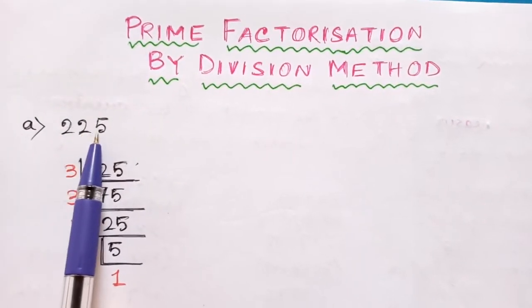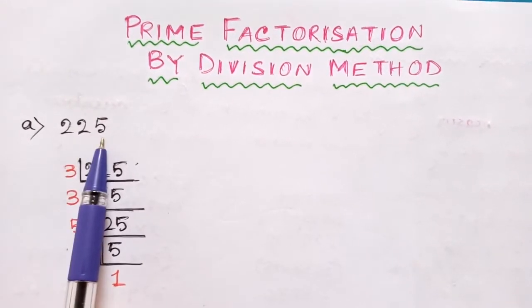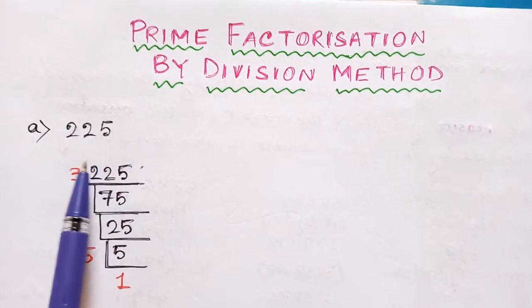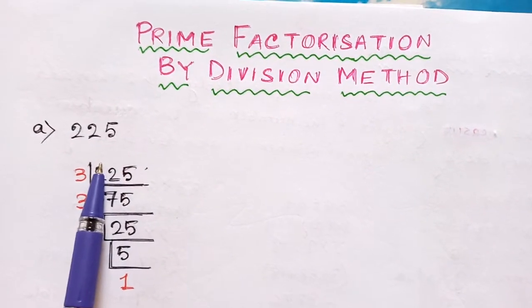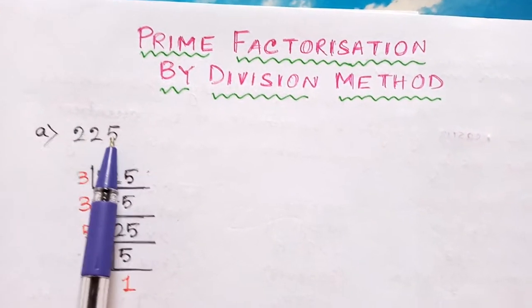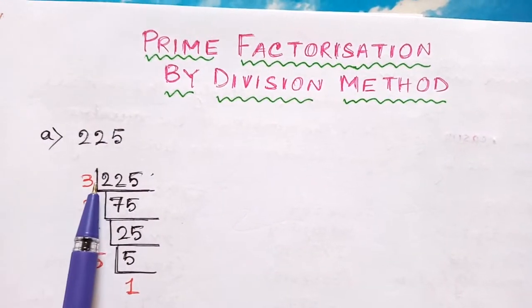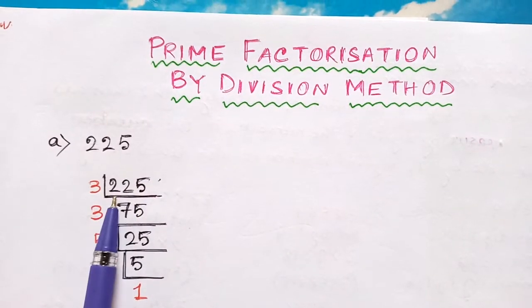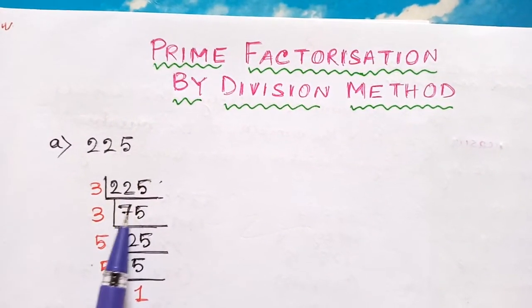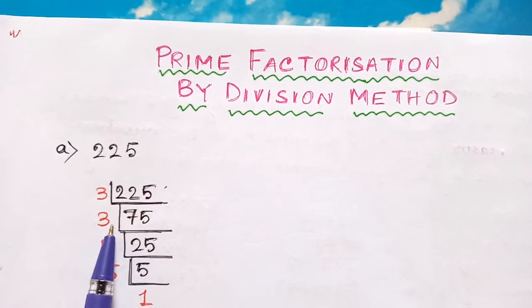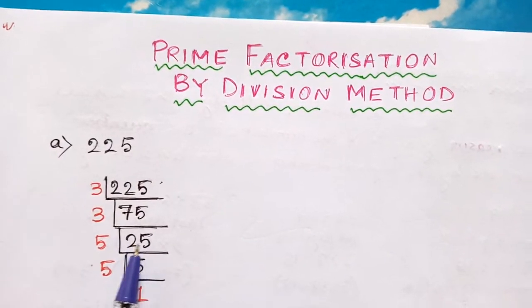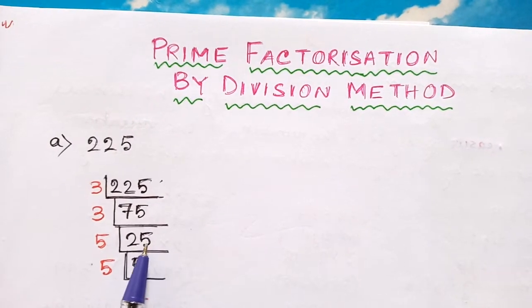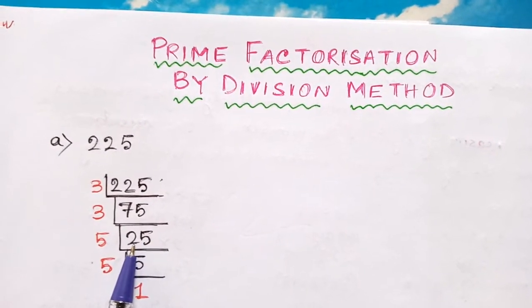Now this 225 is divided by the least divisible prime number subsequently until the prime number will come. As 225 is not an even number, it is not divisible by 2, so we go for 3. And here 3 can divide 225 completely and we get 75, and this 75 is again divided by 3 and we get 25. Now this 25 is an odd number which is divisible by 5 only.